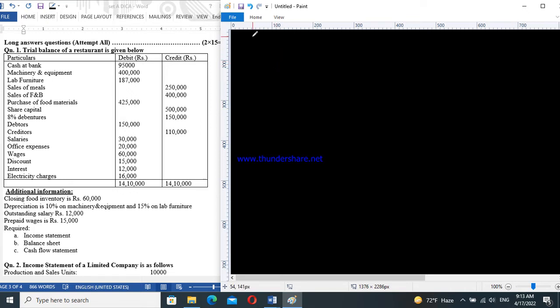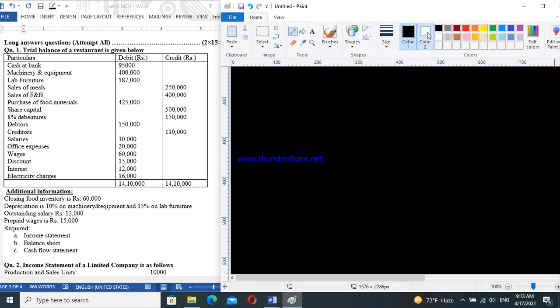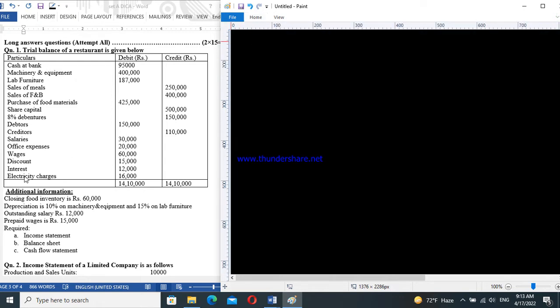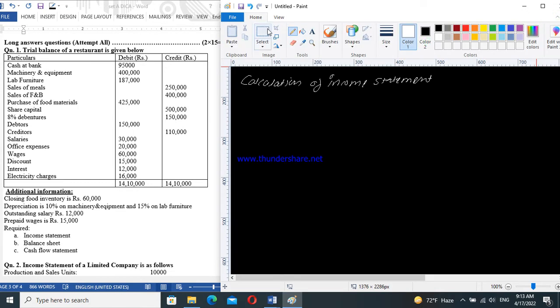Now I'm writing here about the income statements. Let's begin this section. Firstly, the required question: calculation of income statement. Particulars, amount.